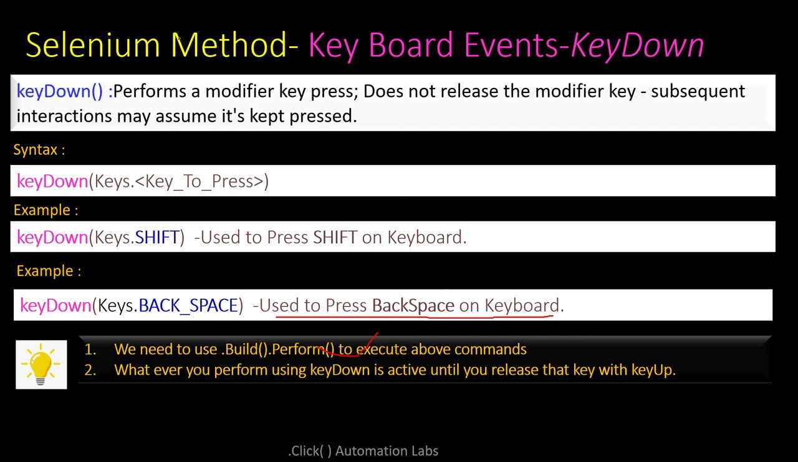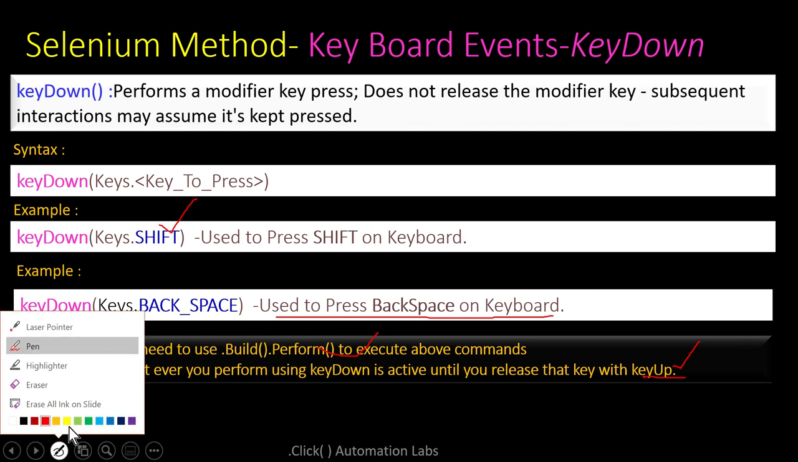Remember that once you use keyDown Keys.SHIFT, it is active until you use keyUp. Until you say keyUp, that key is still held. It means the keyboard is active. Suppose I say keyDown with Caps Lock on, then until you use the keyUp statement, all letters you type are in caps. So this is a cautious step you need to take care of.